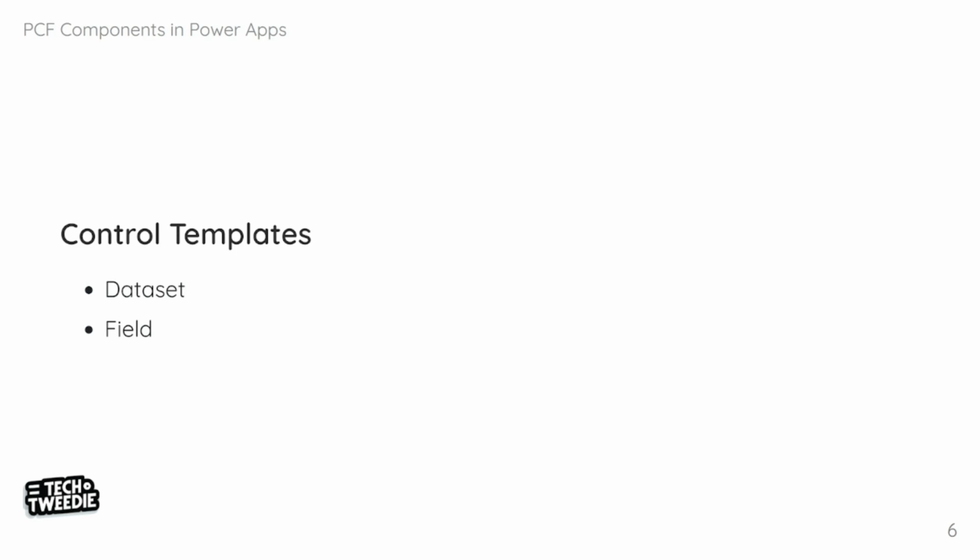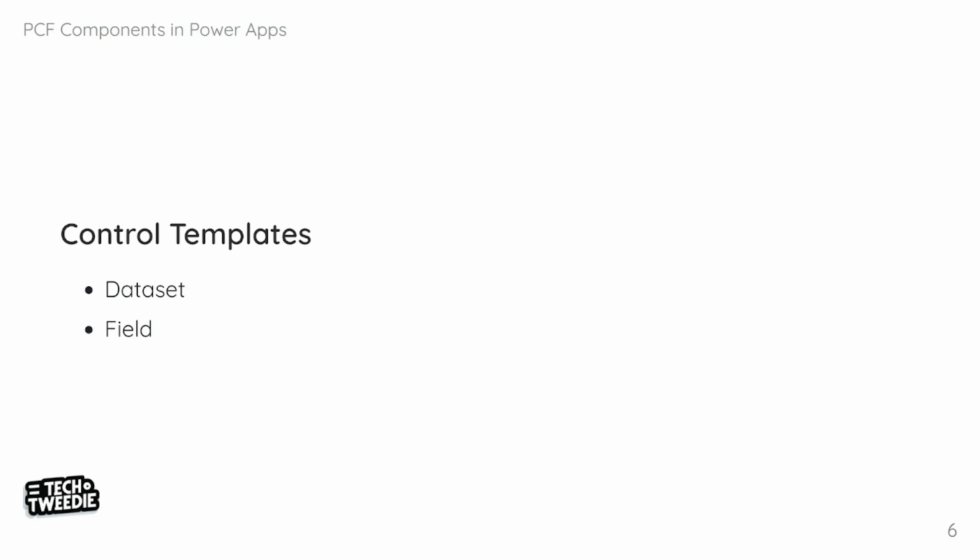Now, we've also got a choice of two templates. We've got a dataset template and a field template. Now, these are for two different types of problems. We can deal with data coming from a field into our control, or we can deal with a subgrid or a view coming into our control. So two different scenarios really we're handling there.